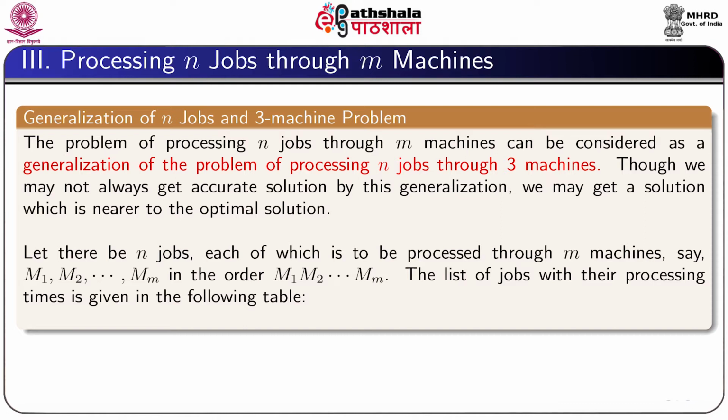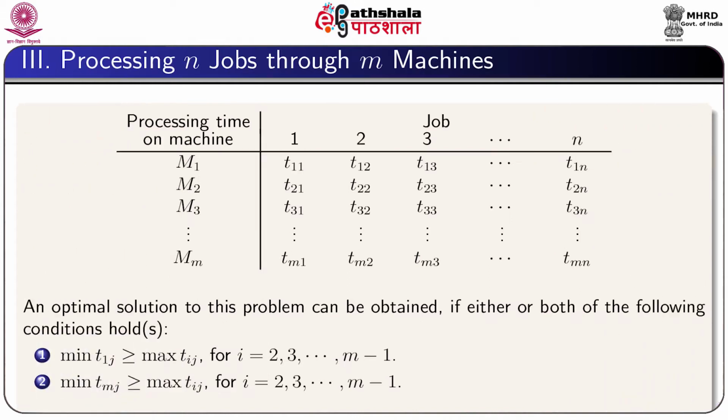Let there be n jobs, each of which is to be processed through m machines, say M1, M2 up to Mm, in the order M1, M2, Mm. The list of jobs with their processing times is given in the following table. There are n jobs 1, 2, 3 up to n, and processing times on machines M1, M2, M3 up to Mm are shown in this table.